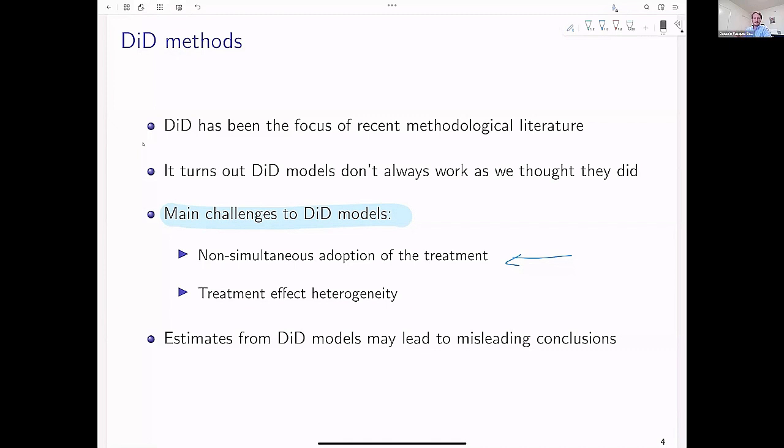Now, in practice, in many situations, that is not exactly what happens. Okay, so instead, what we have is multiple groups, and different groups are entering treatment at different times. So a policy affects some units in, say, year 2010, some units in year 2012, 2015, and so on. Okay, so this is what we call non-simultaneous adoption of the treatment.